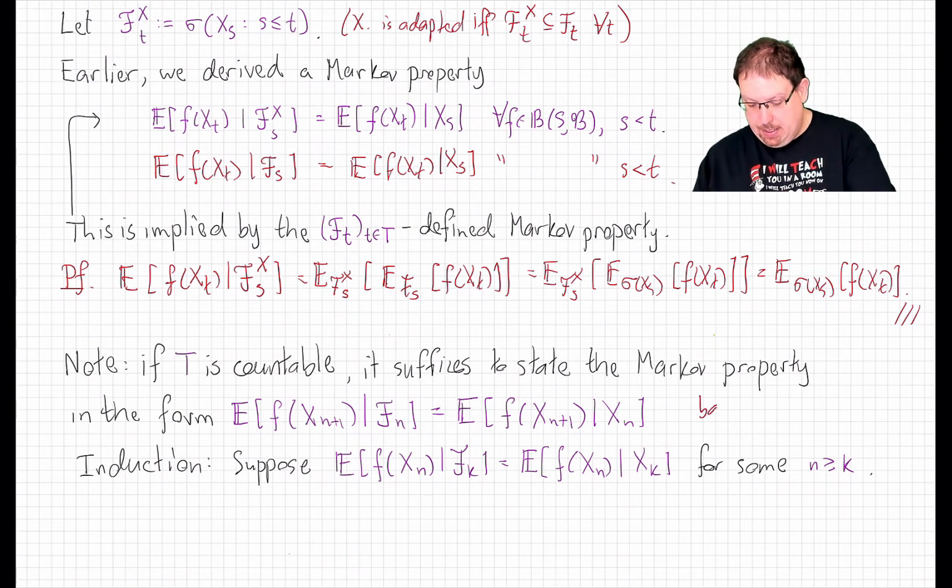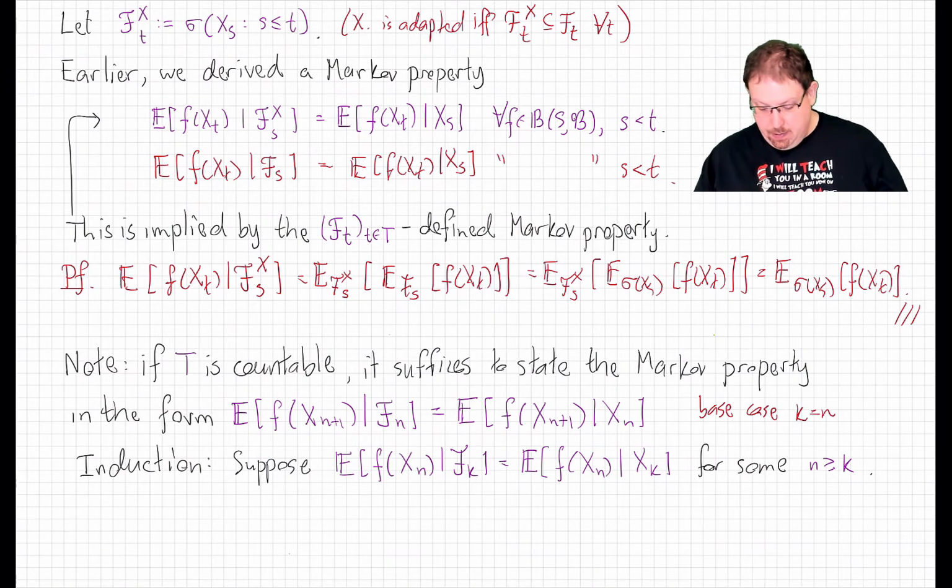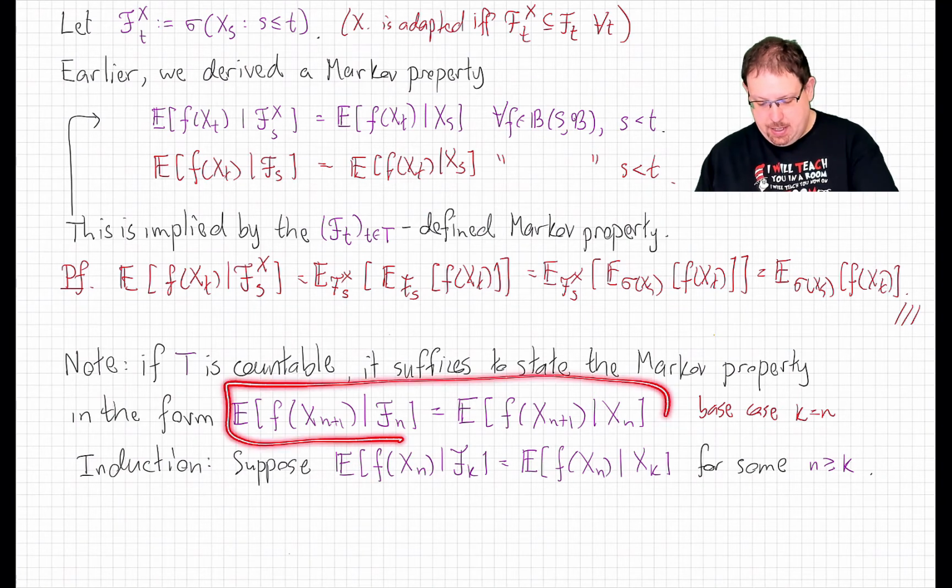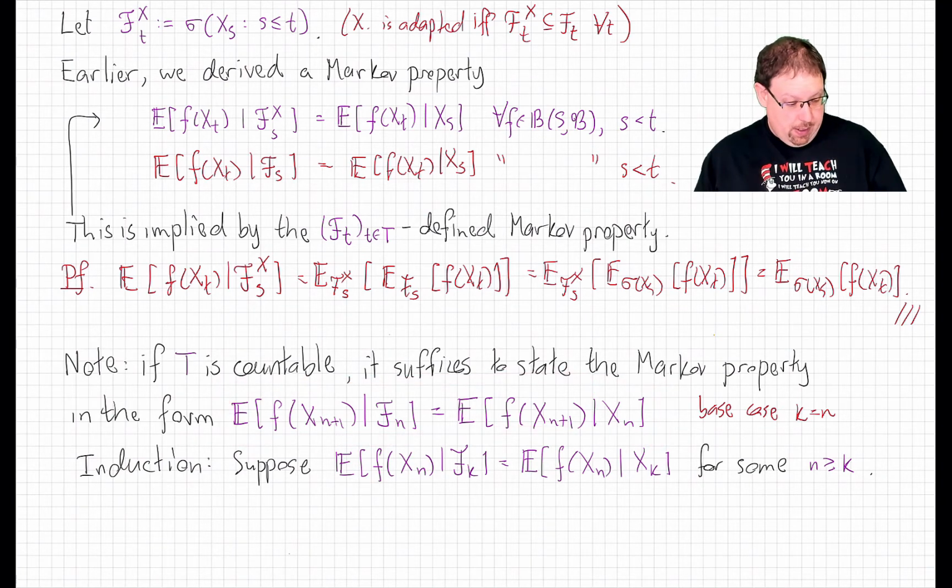So the base case of this induction is where k is equal to n, and of course in that case this just holds because both sides are equal to f at Xn. Now we're going to proceed by induction for fixed k incrementing n. So we'll assume that we've shown this to be true for fixed k up to level n, and we'd like to show that it's true at level n plus 1. We're going to do so by using the one-step Markov property, which we're assuming here.